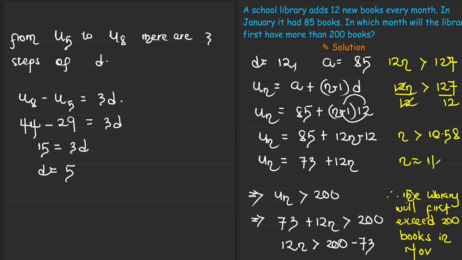Now a quiz for you. If n equals 11, how many books will they actually have in the month of November? Pause and solve and let me know in the comment section to confirm whether or not there will be more books than what? The 200 as speculated.